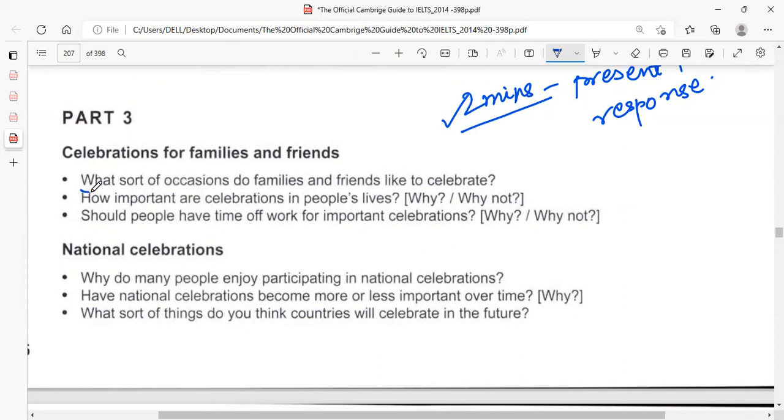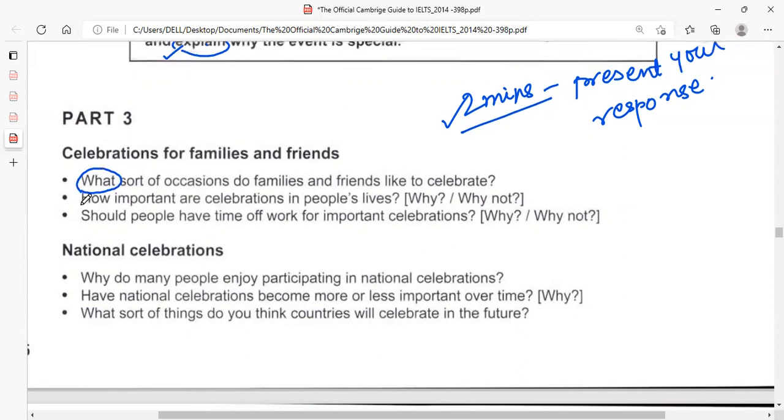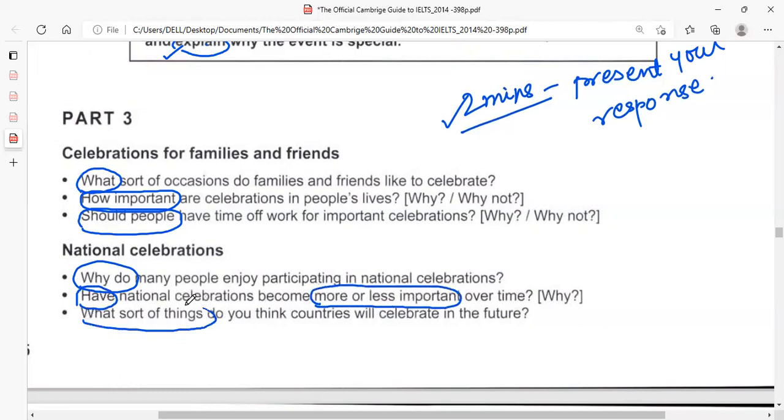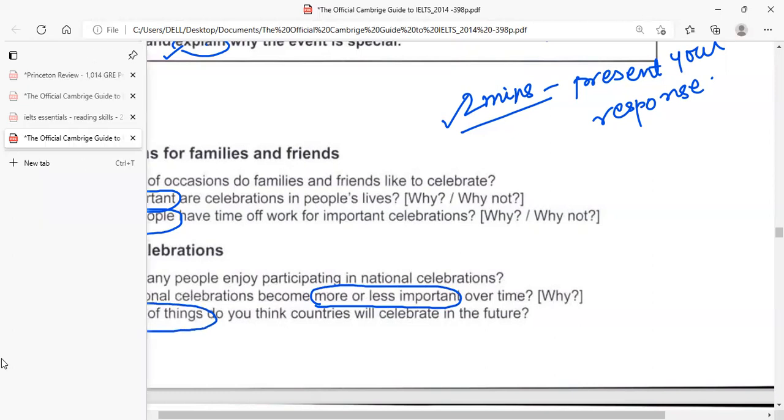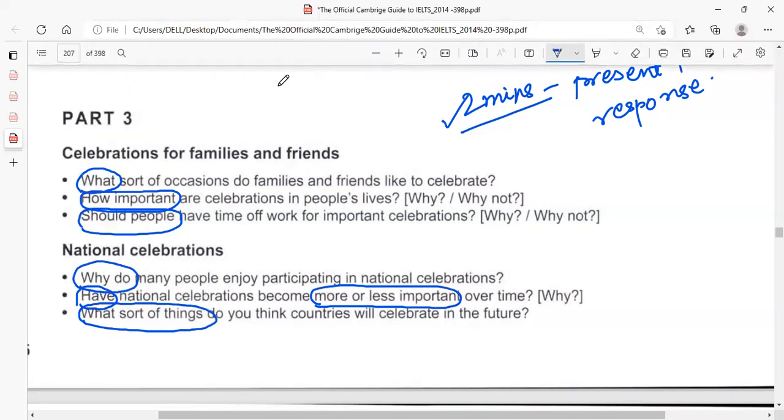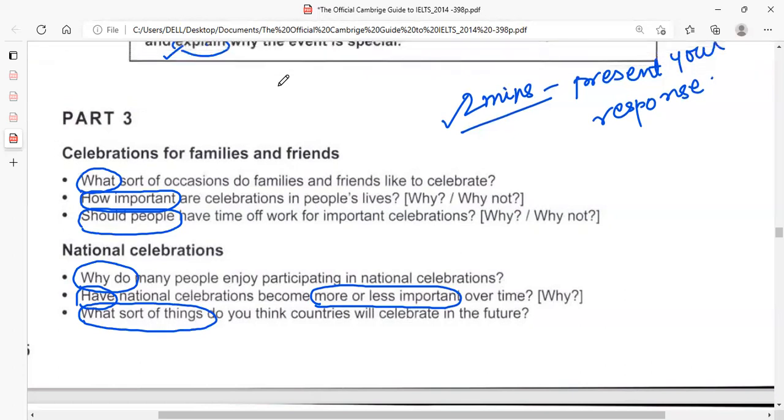See, look at this. What sort of occasions? How important are? Should people? Why do many? Have national celebrations become more or less important? What sort of things? Are these as simple and straightforward as the kind of questions that were asked in round 1? No. Exactly. They are not. Right? So if you see what, you have to explain.